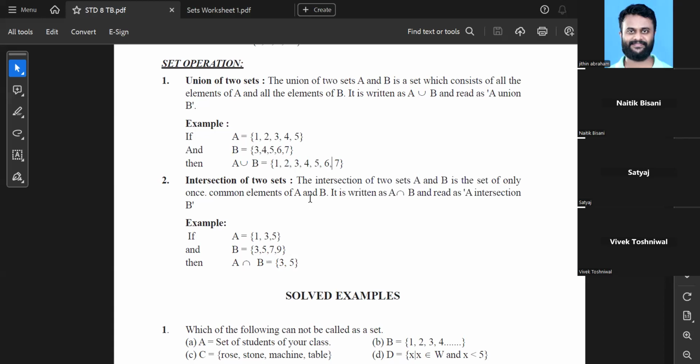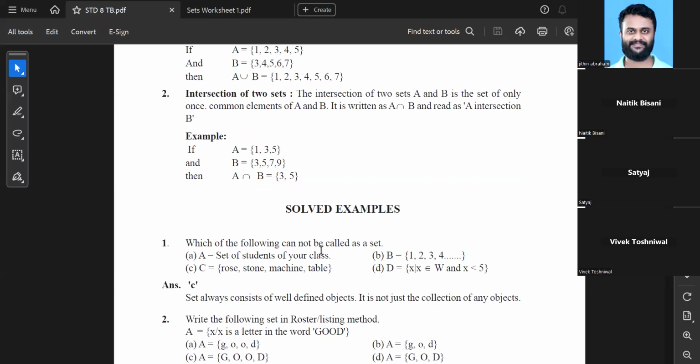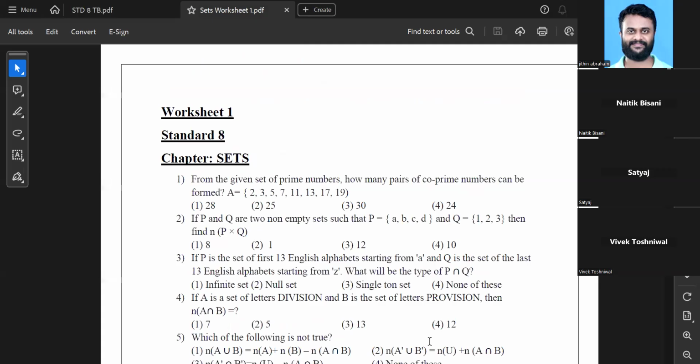Intersection of two sets means the common elements, like A intersection B. In this case, 3 is common and 5 is common for both A and B. Therefore, 3 and 5 are the intersection of A and B. We did a few solved examples and exercises. Now we are proceeding towards the worksheet. So this is the worksheet which we are going to do today.